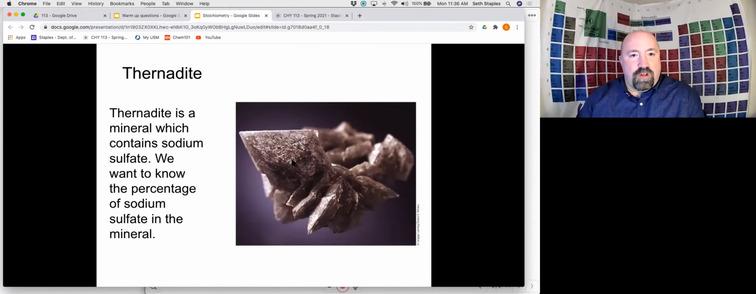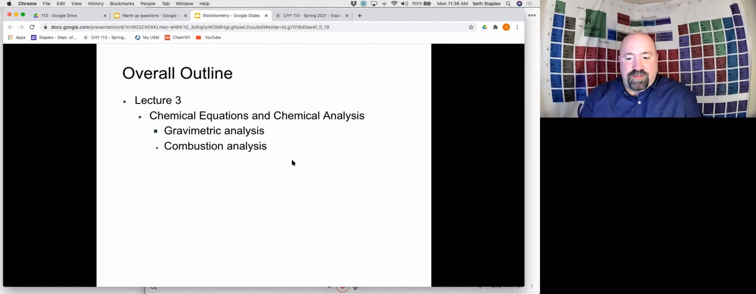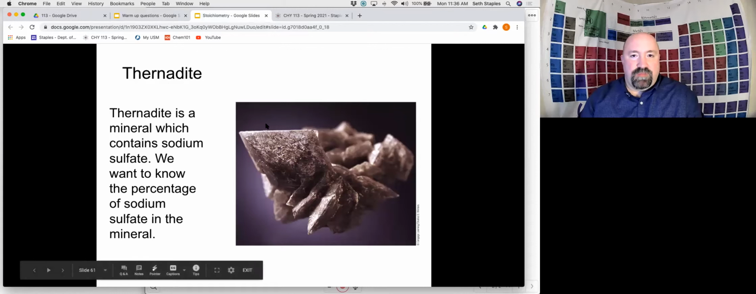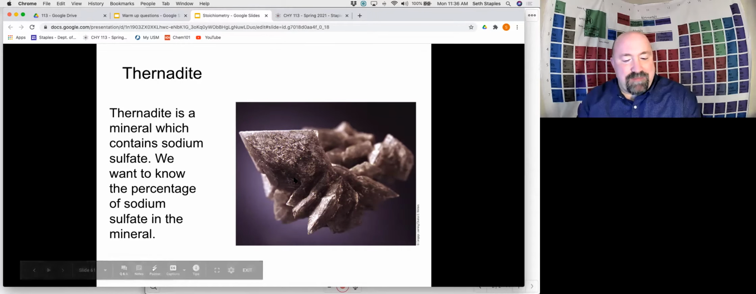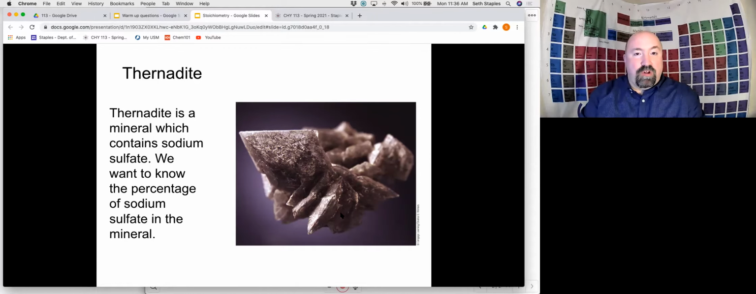So there's a certain mineral called thenardite, which contains some sodium sulfate as one of the primary chemicals that makes it up. What we want to do is we want a way to actually calculate the percentage of sodium sulfate that's in this material. So we want to be able to take this sample of thenardite, and see what percent by mass of that mineral is just the sodium sulfate.